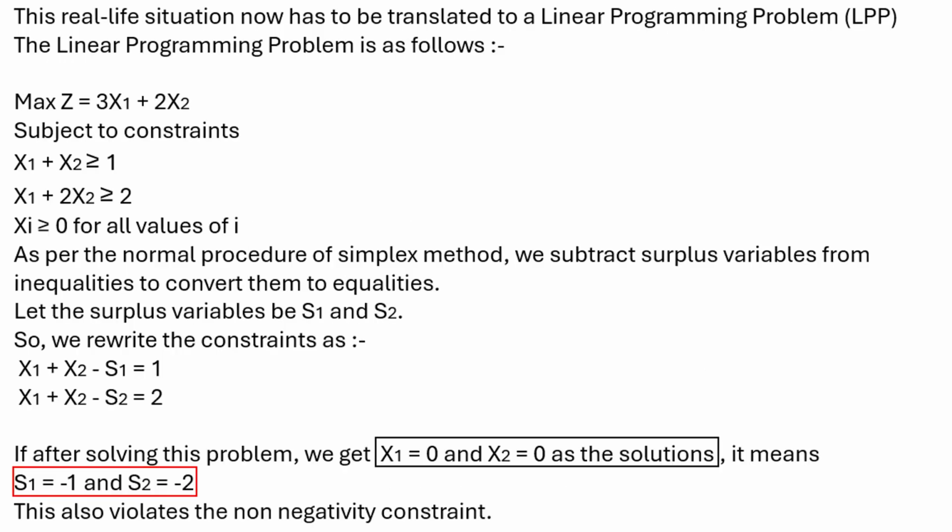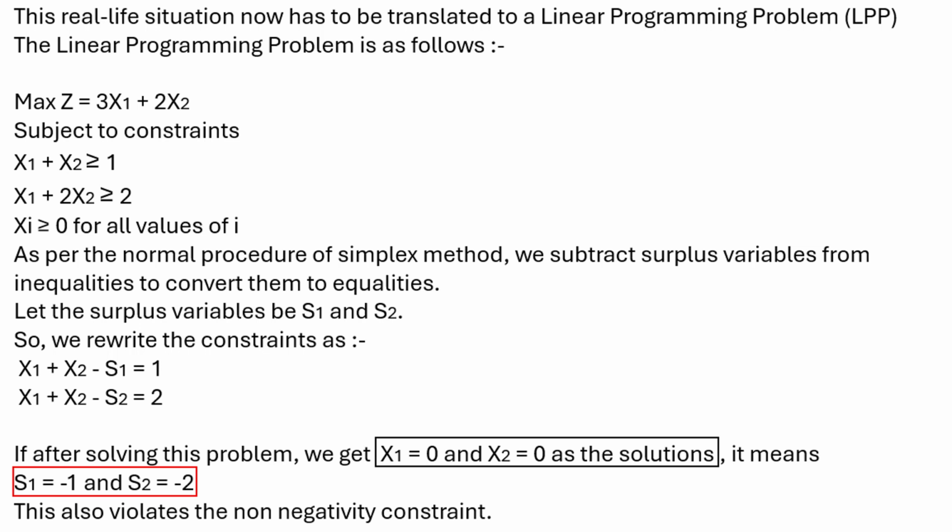So now the situation is in front of us in terms of words and sentences. Now we have to translate it to mathematical terms. So we have this objective function. The linear programming problem is as follows: max z equals 3x1 plus 2x2, subject to the constraints x1 plus x2 is greater than or equal to 1, and x1 plus 2x2 is greater than or equal to 2. xi is greater than or equal to 0 for all values of i.